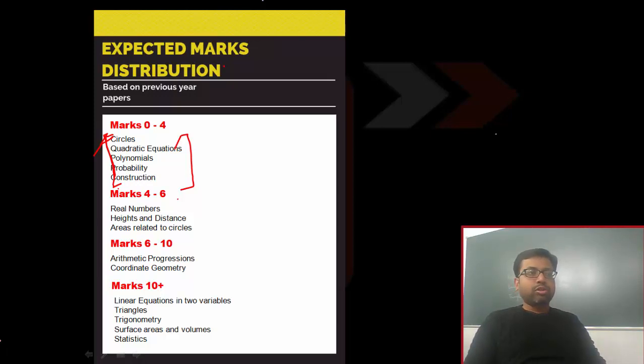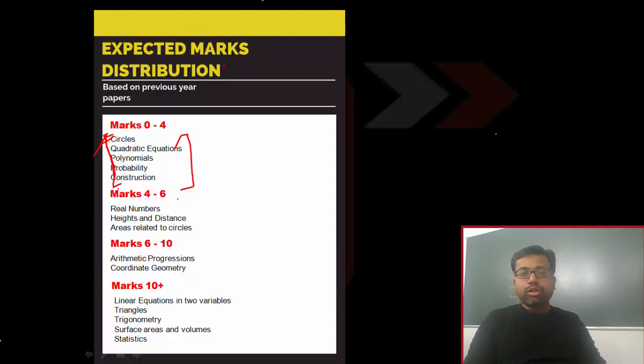So the direct proof of Pythagoras theorem might not come, but you must go through the basic proportionality theorem and areas related to similar triangles, and we expect some questions on application of Pythagoras theorem in this year's paper. And then you have trigonometry. Trigonometry, other than heights and distance. So you have trigonometrical ratios and identities that you need to be thorough with.